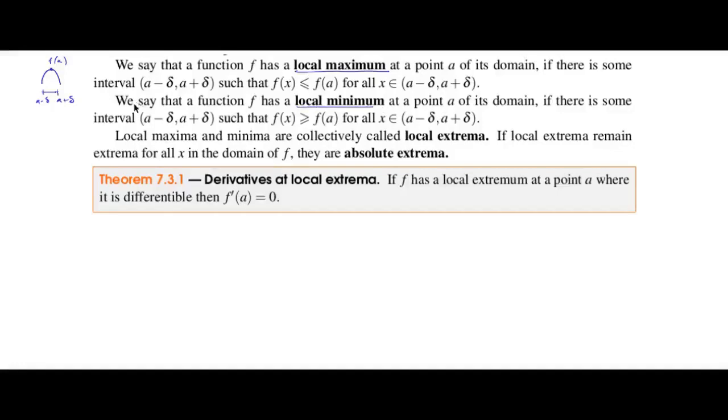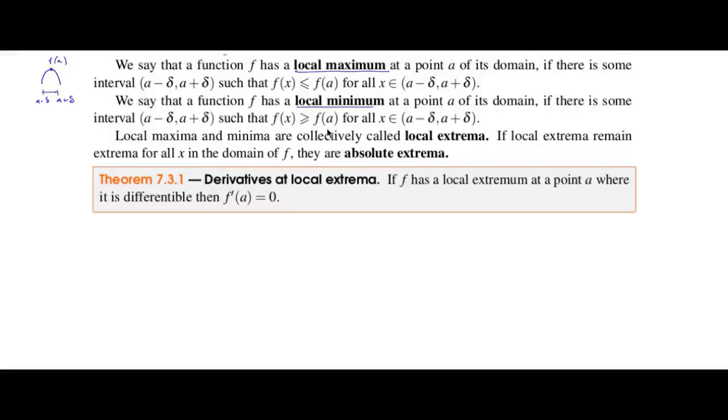It's the same thing with the local minimum. It's just that instead of being a point around which all of the values f of x are smaller or equal, in the case of the minimum they are greater or equal. We can collectively call local maximum and local minimum local extrema, because they are extremum points, a point where a function reaches an extreme value, right? And if local extrema remain extrema for all x in the domain of f, they are absolute extrema.